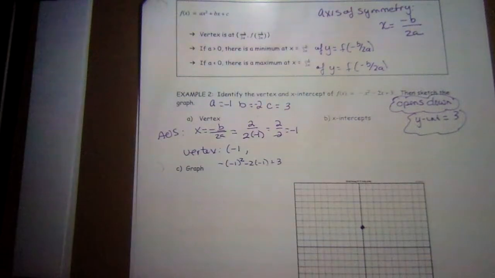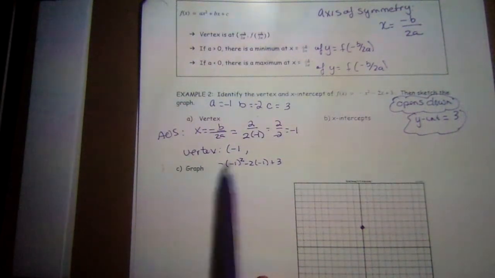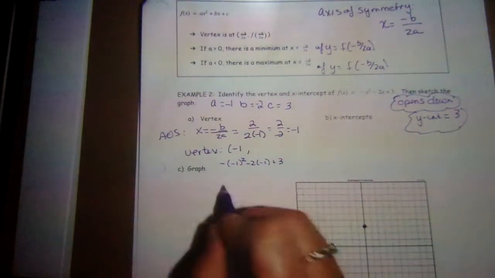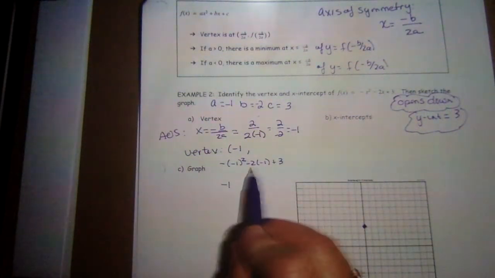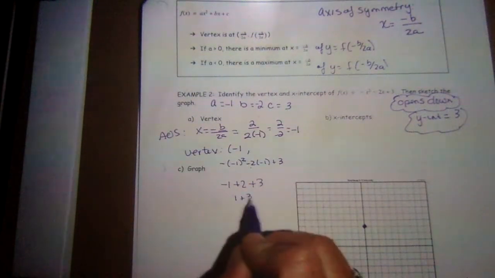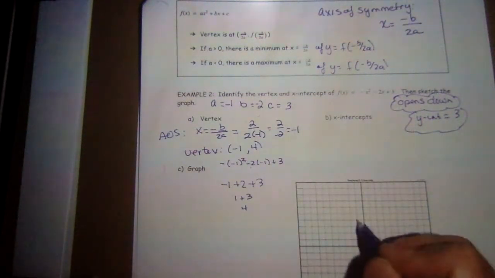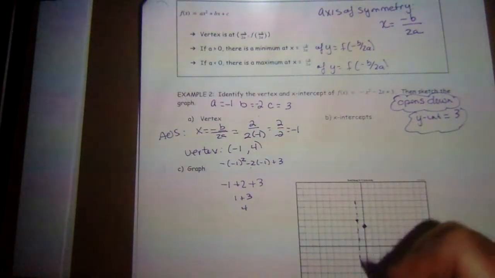Tell me what you get for the y value. Some students mess up here. Negative 1 squared is what? 1, but there's a negative out in front. So this is a negative 1. Negative 2 times negative 1 is 2 plus 3. So 1 plus 3 is 4. So my vertex is at negative 1, 4, which is also where my axis of symmetry is.